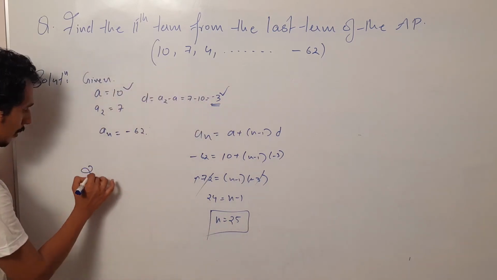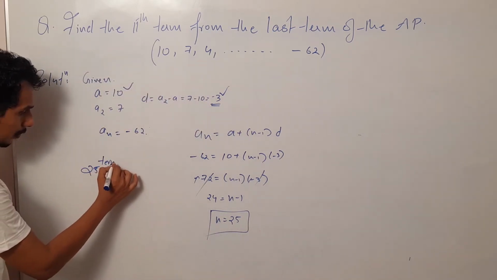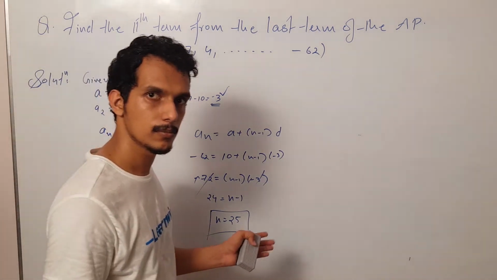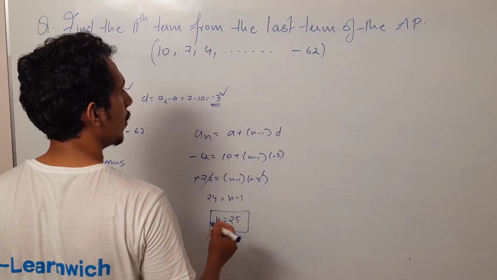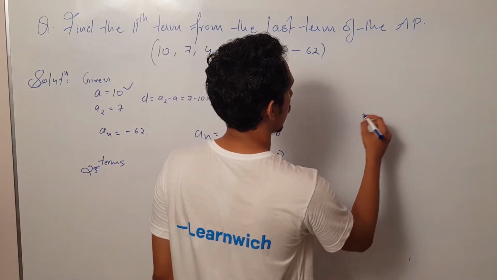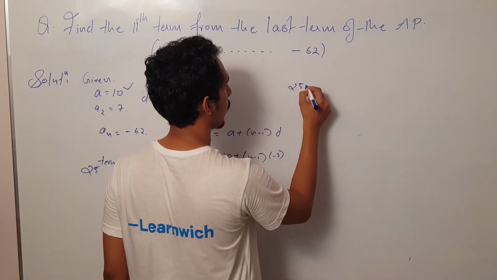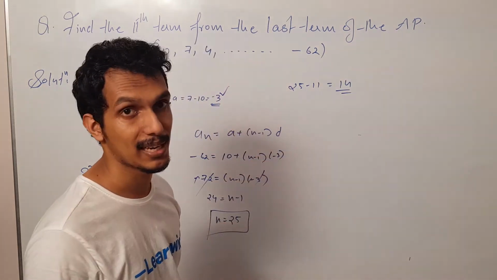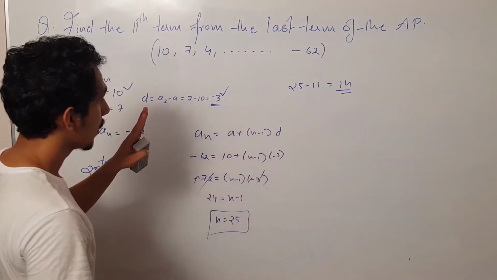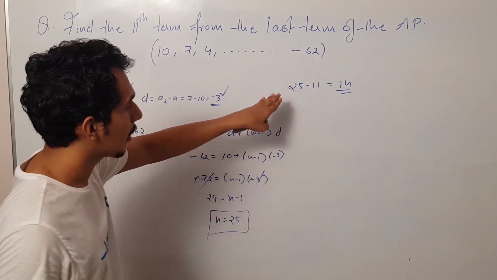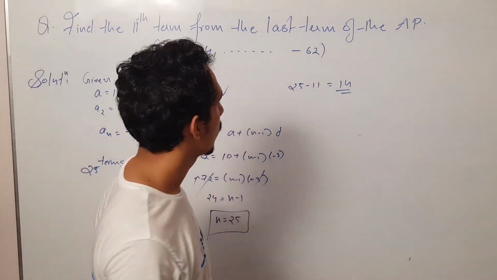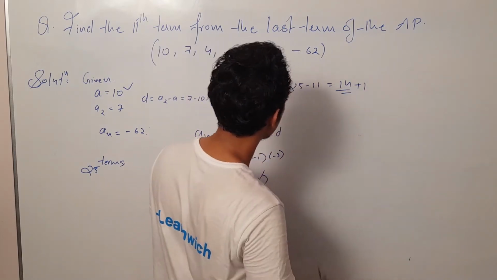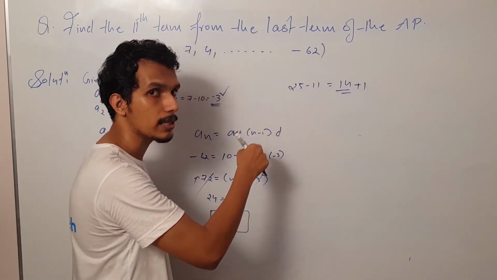There are how many terms? There are 25 terms, right? So what is the 11th term from the 25th term? For the 11th term from the 25th term, you can simply say, if you do 25 minus 11, you get the answer is 14. But that is not the answer, because the 25th term is also included. So you have to add one more, because this 25 is also included there.